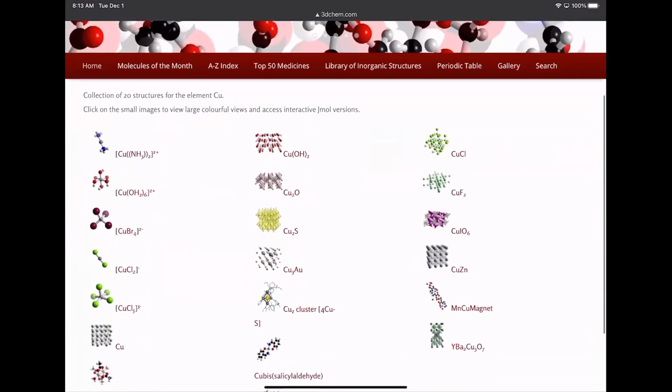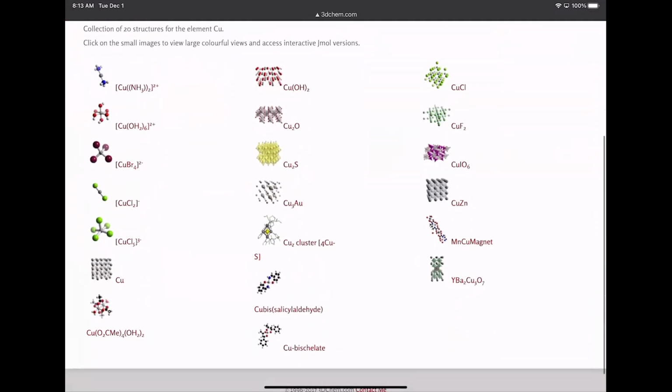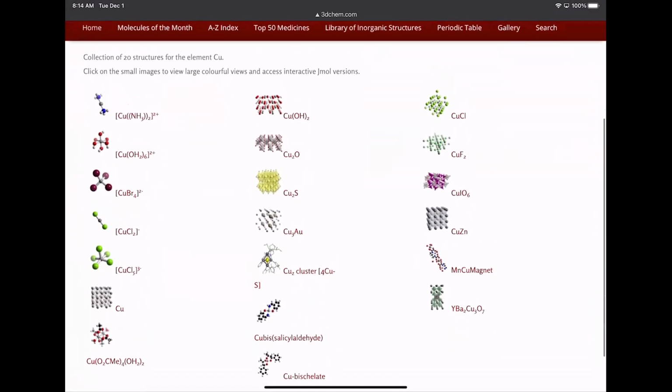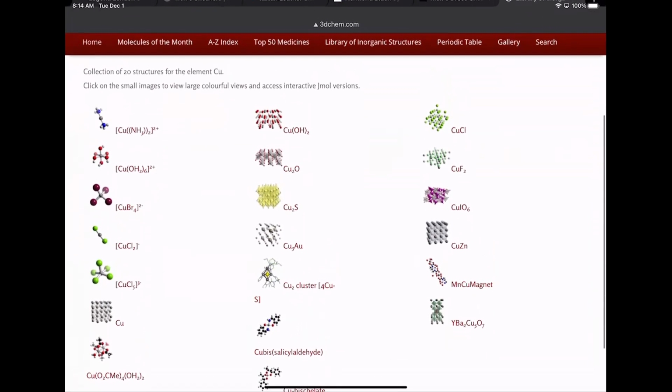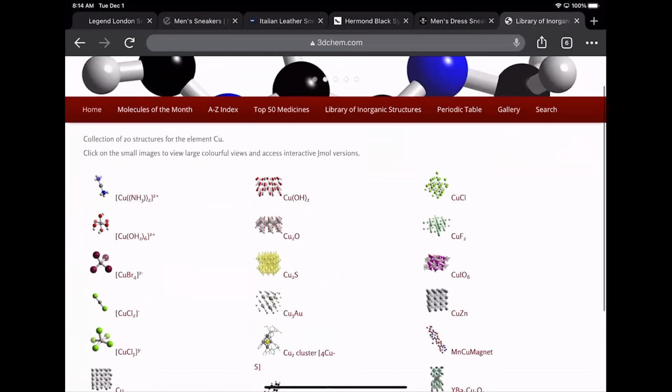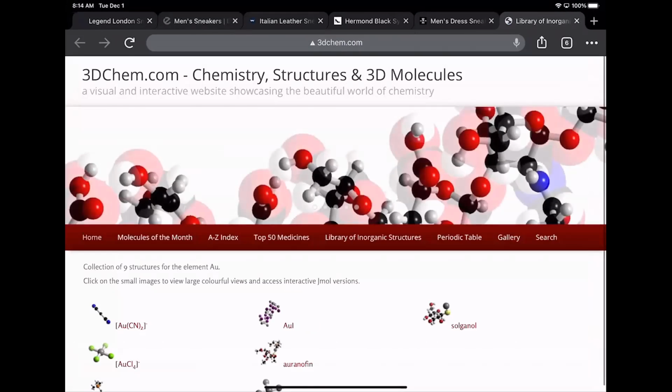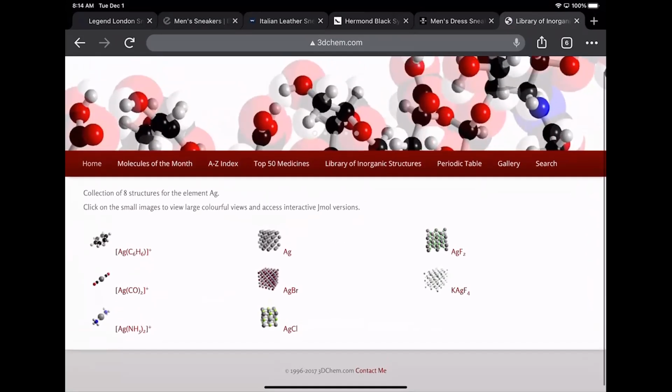And something that's very planar, something that's trigonal planar. Do they have anything here? They have something that's tetrahedral. They have something that's very linear. Let's see. What was the first one? Nope, not that one. Ag. So we had gold here.